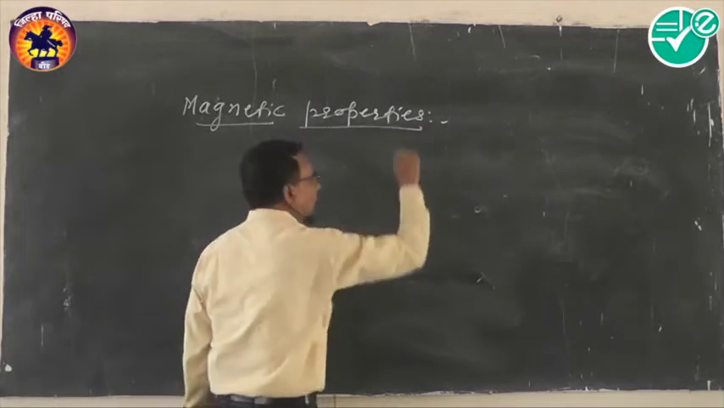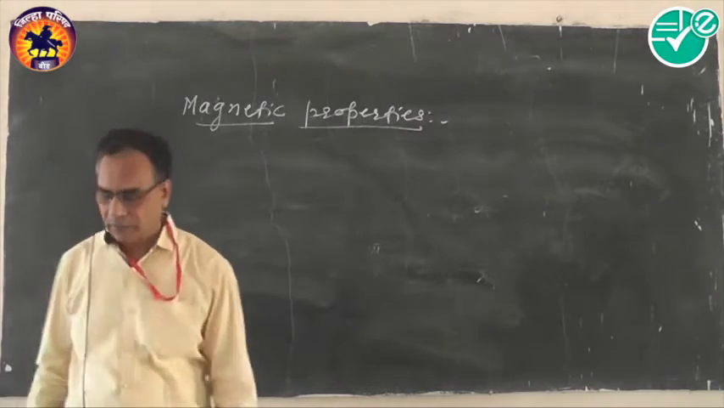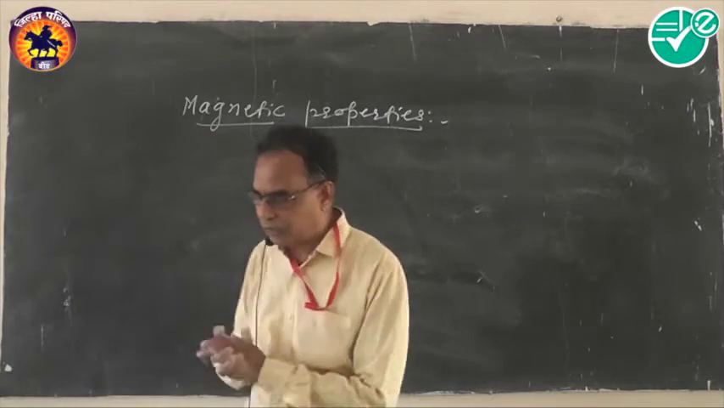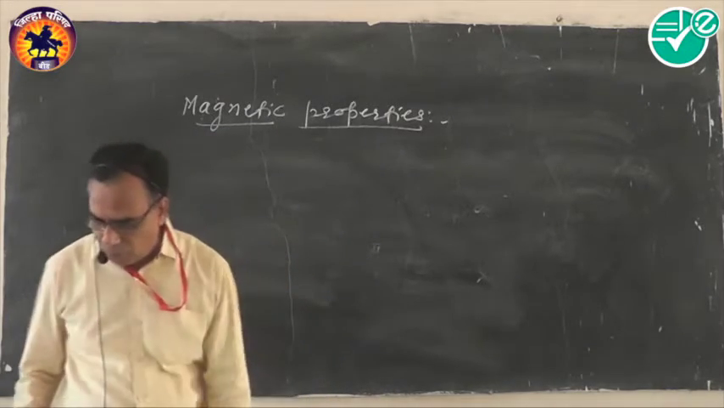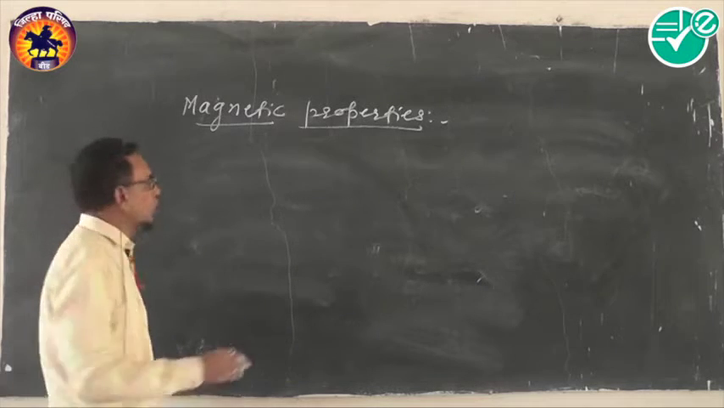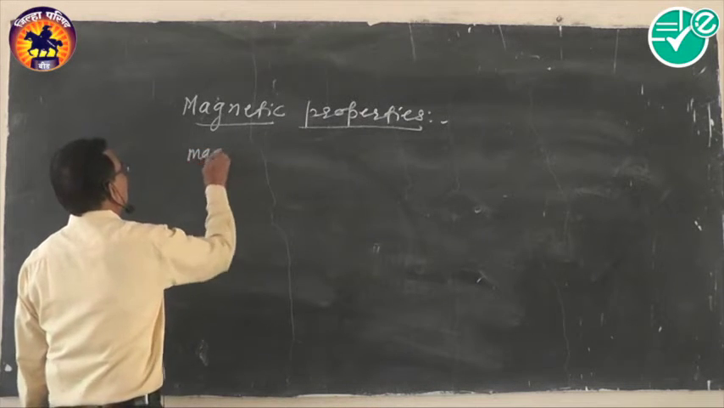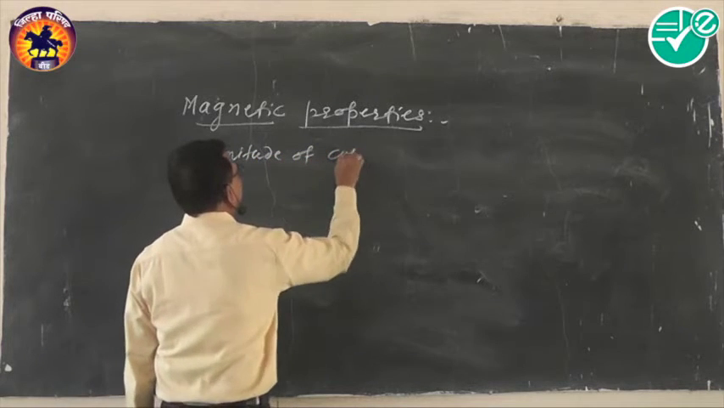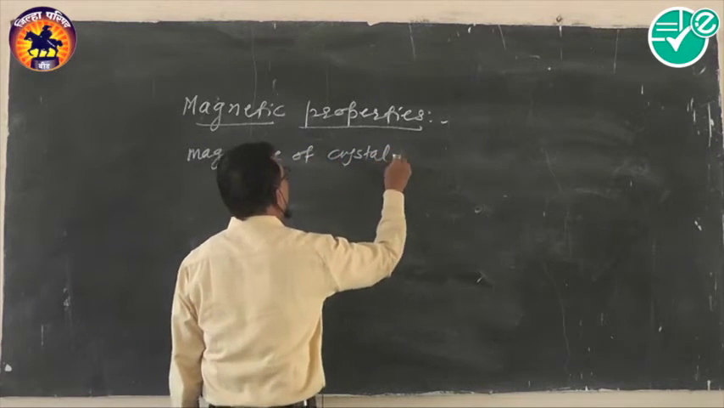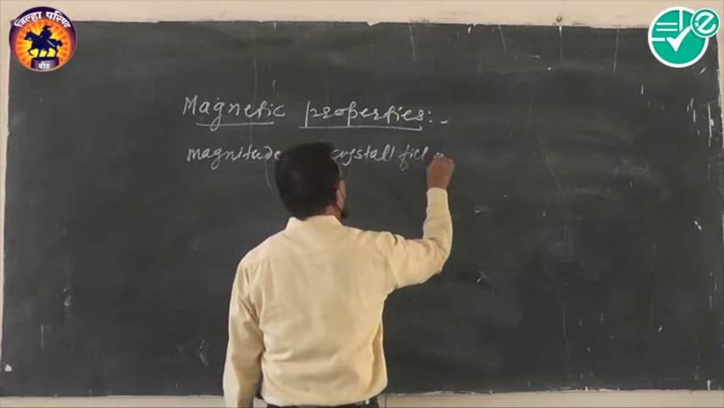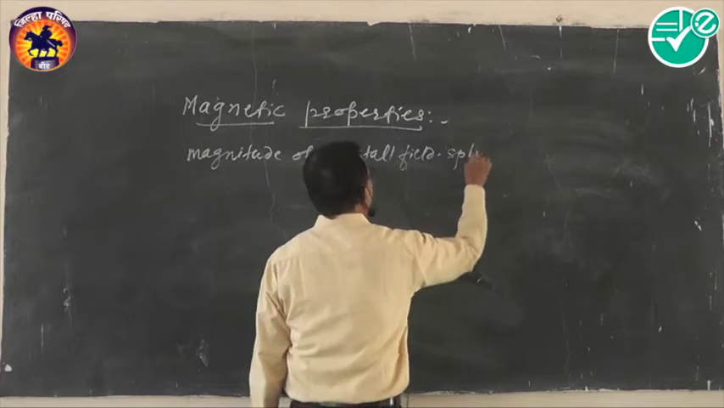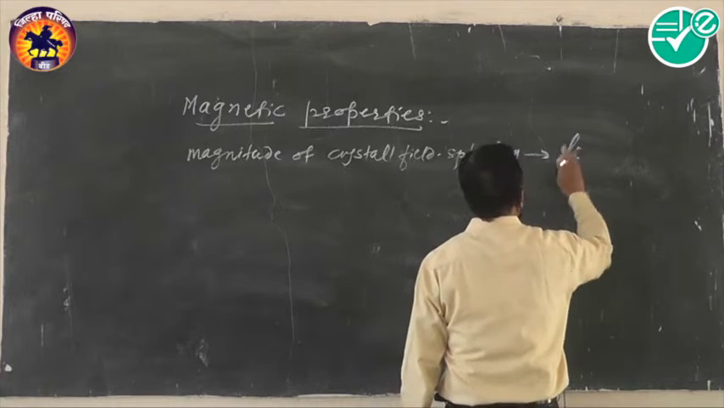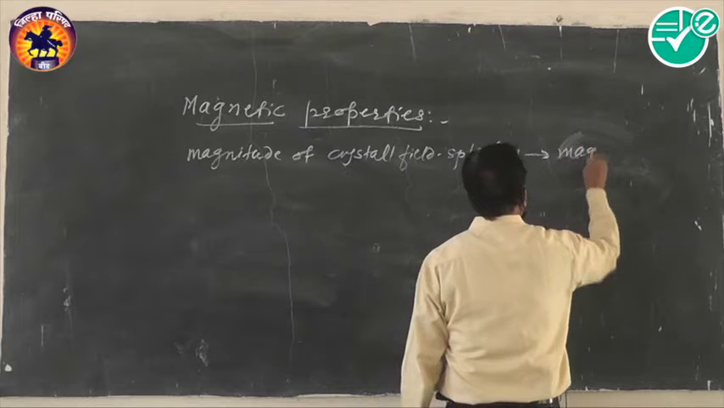Explained on the basis of crystal field theory. So these magnetic properties are well explained on the basis of crystal field theory. The magnitude of crystal field splitting also determines the magnetic properties of the complexes.